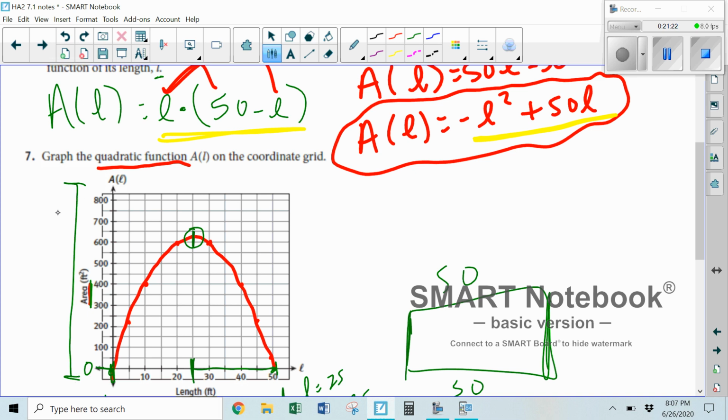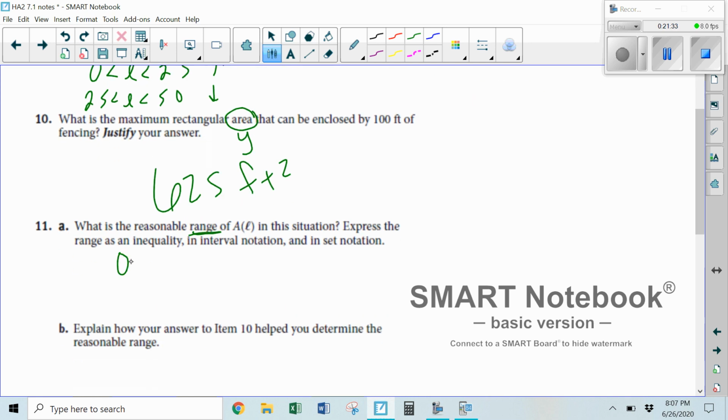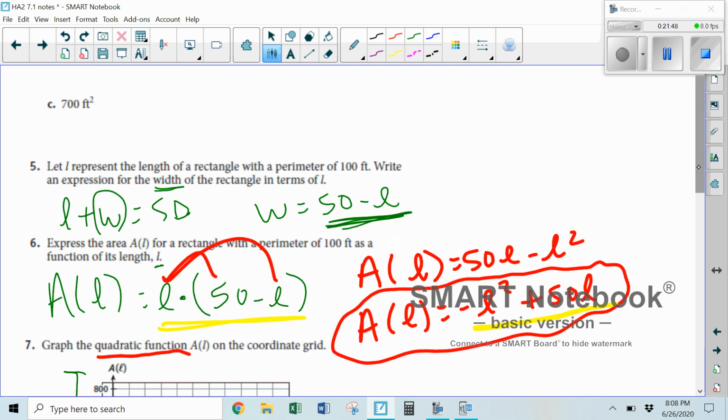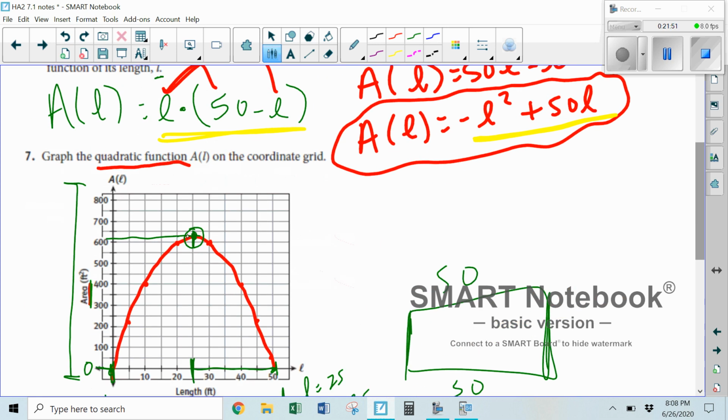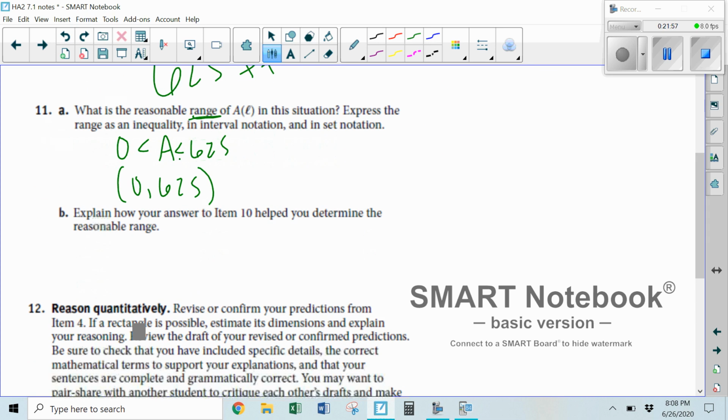And the highest, don't put 800 just because your graph goes to 800. The highest that this actually goes to was the 625. So 0 to 625. That's inequality, interval. Actually, what's different here is we can have an exact 625. So this should say this. Important here: I cannot have an area of 0, but I can have an area of exactly 625.